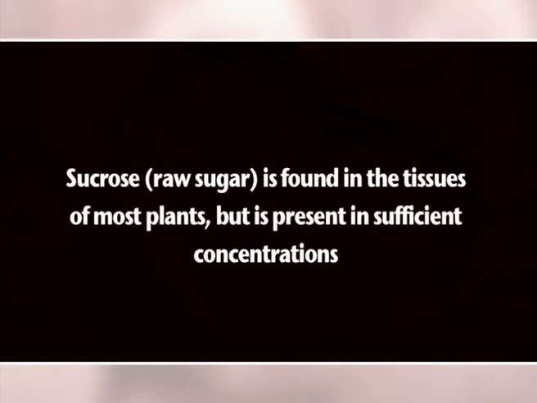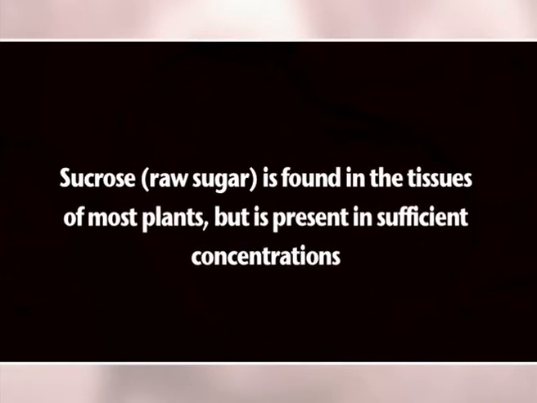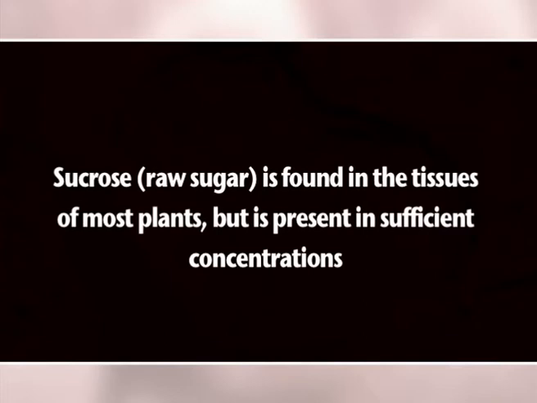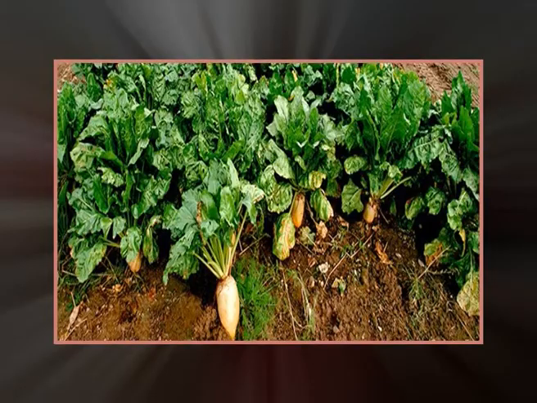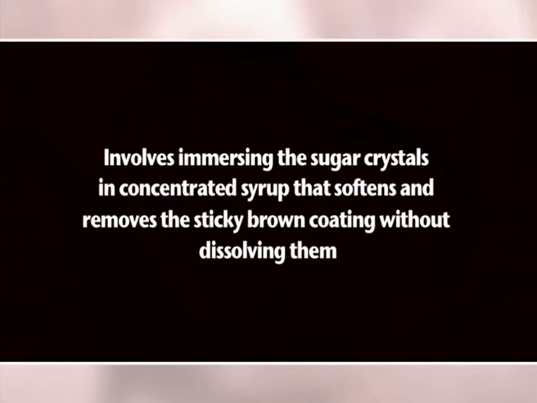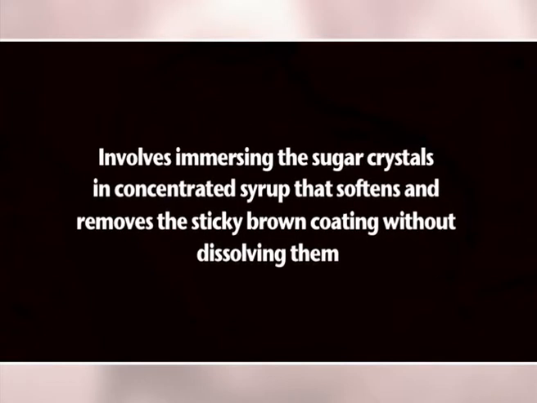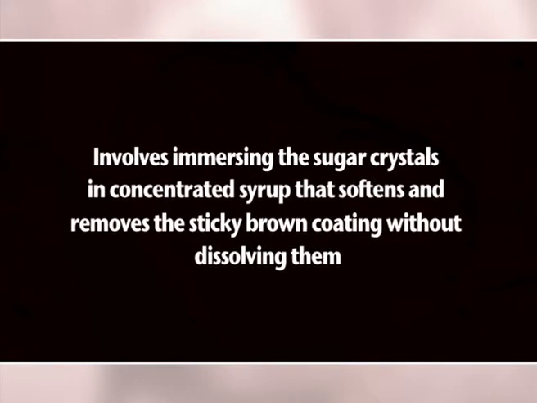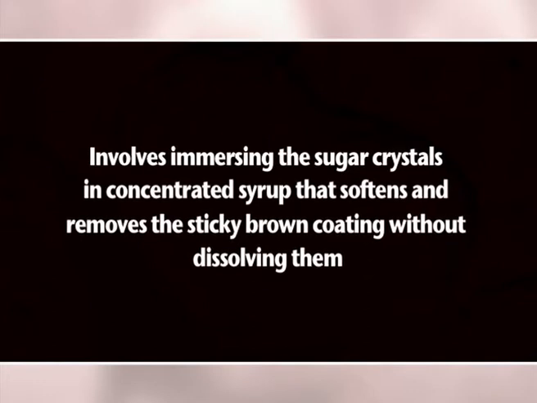Sucrose, raw sugar, is found in tissues of most plants but is present in sufficient concentrations only in sugar beet and sugarcane. The refining of raw sugar removes unwanted taste and results in refined or white sugar. The first stage of refining is known as affination and involves immersing the sugar crystals in concentrated syrup that softens and removes the sticky brown coating without dissolving them. The crystals are then separated from the liquor and dissolved in water.